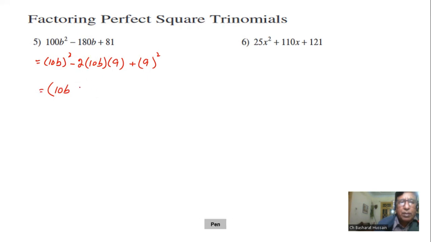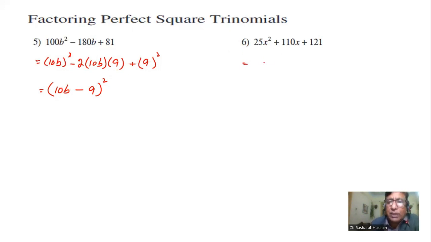10b minus, use the sign of the middle term, and the other number, 9. So 10b minus 9 whole square. 10b minus 9 whole square. Now the factorization of this question.